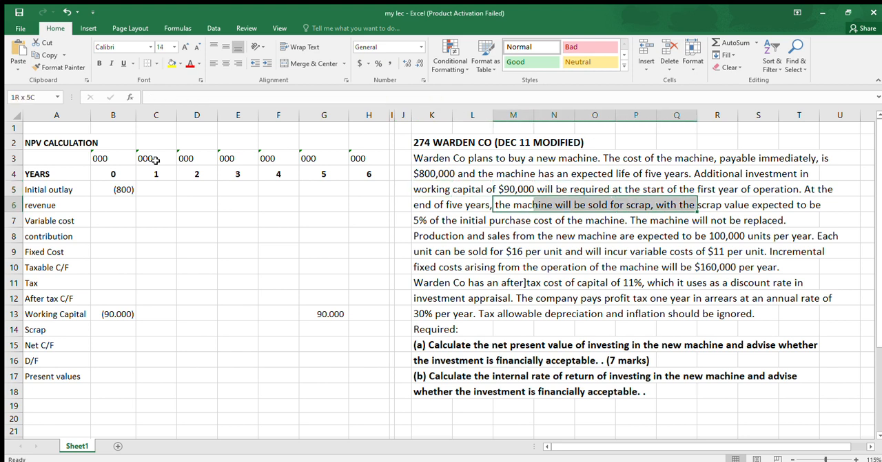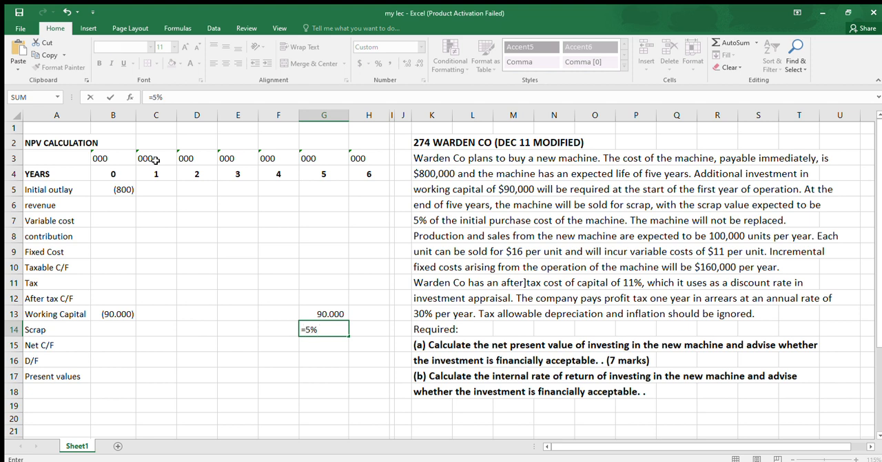We continue with the question, and the question said that the machine will be sold for scrap with the scrap value expected to be 5% of the initial purchase cost. The machine will be sold for scrap, meaning that you are receiving cash. After the 5 years that you have used it, you are going to sell it for 5% of the $800,000 that you bought it for. So the scrap at the end of year 5 is also a positive figure, equal to your 5%.